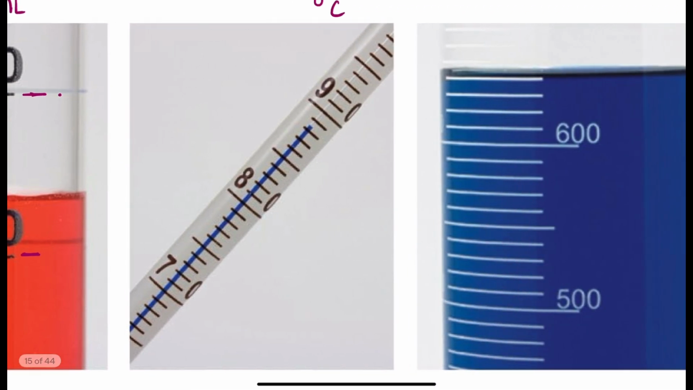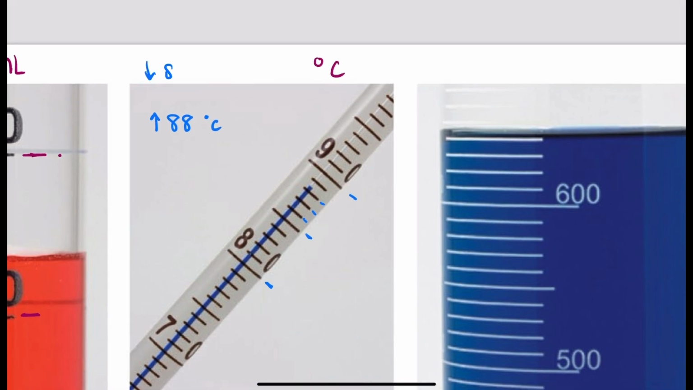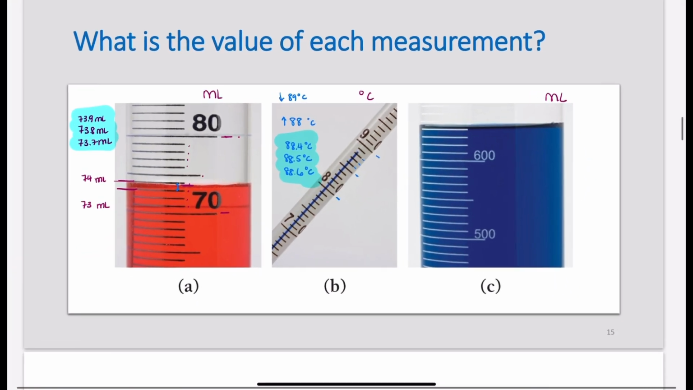Looking at the thermometer here, I see my 80 and my 90. We're going to call it 80 and 90 and not 8 and 9. I don't know what the actual scale is. I can see 85, 86, 87, 88. So I can say with confidence that I have greater than 88 degrees Celsius and less than 89 degrees Celsius. What I need to do is estimate that number now. So 88.4 degrees C, 88.5 degrees C, 88.6 degrees C. It looks like it's about halfway through. All of these are valid measurements for that thermometer.